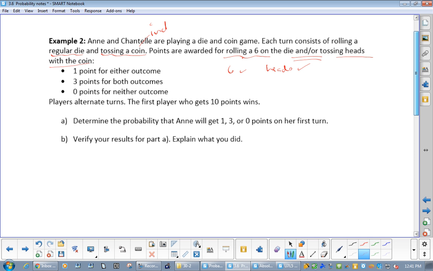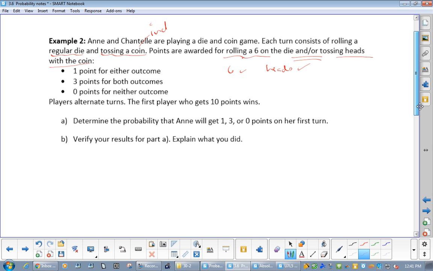And you get 0 points if you got neither. So 1 tails, 2 tails, 3 tails, 4 tails, 5 tails. That would all be bad, right? No points there. Is everyone with me how we're going to get points?